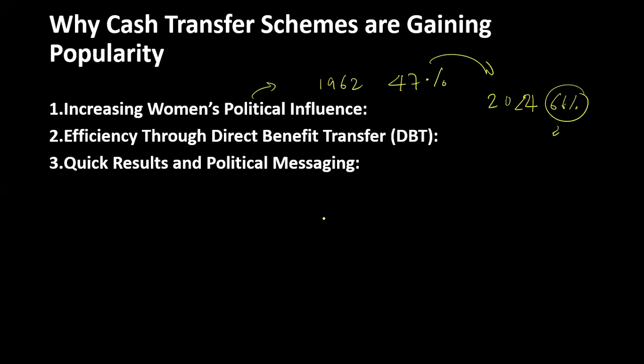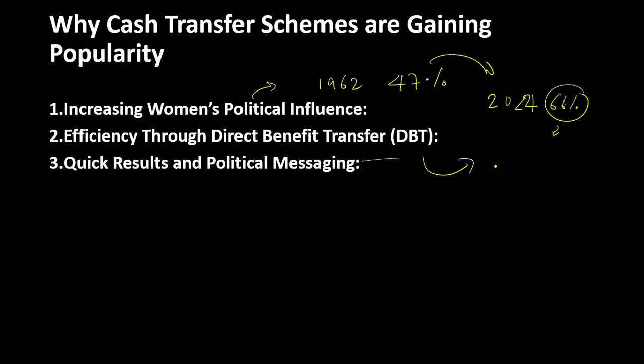Now, efficiency through direct benefit transfer. See, the direct benefit transfer system eliminates the middleman. So there is no middleman here, right? The government is directly giving it to the women. So there is a reduction in corruption and leakages in welfare delivery, ensuring that the benefits reach the intended recipients. And this technology-driven approach creates a direct link between the government and the citizens.